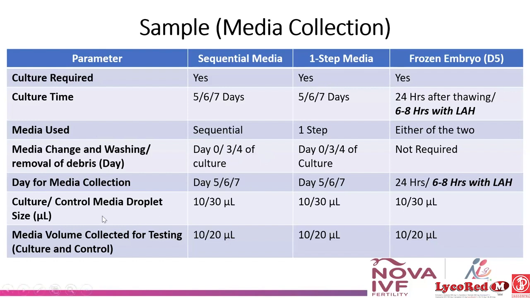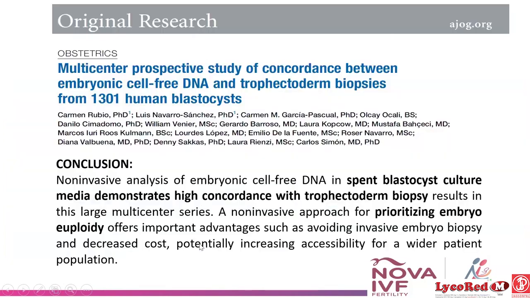How much culture media do you need? Some labs want 10 microliters of media, some labs need 30 microliters for the control droplet. For the sample collection, 10 microliters or 20 microliters, according to the protocol given by your genetic lab.